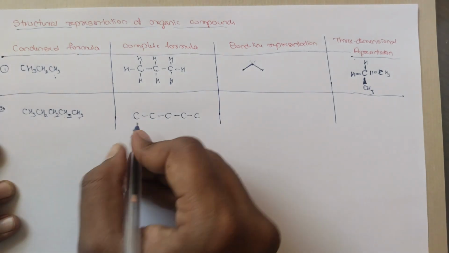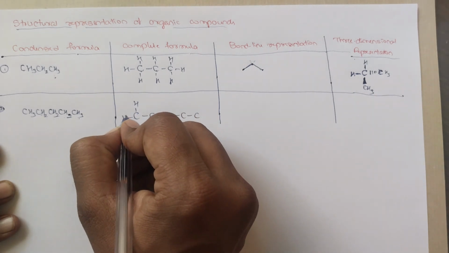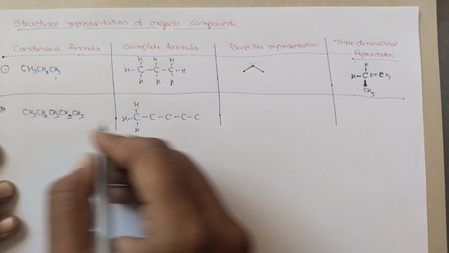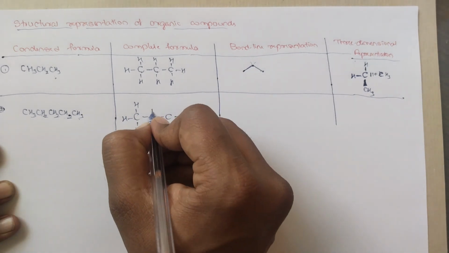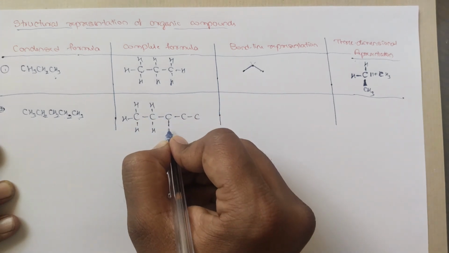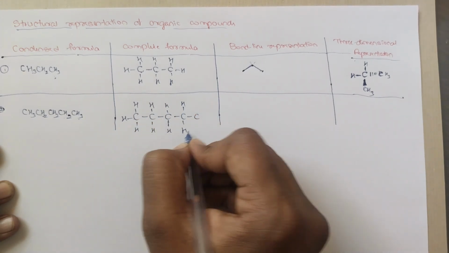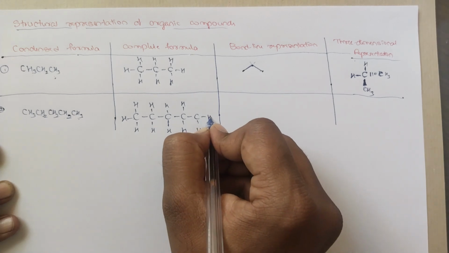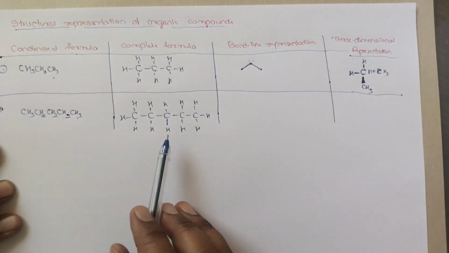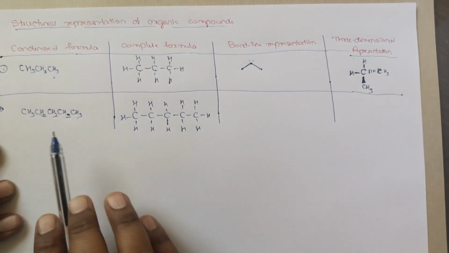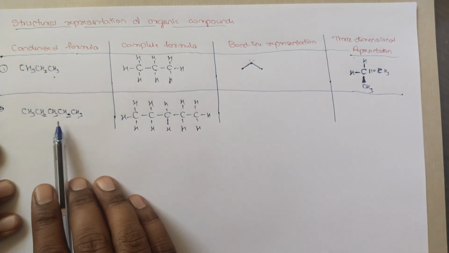For this carbon there are 3 hydrogens attached. For this carbon there are 2 hydrogens, for this one 2 hydrogens, for this also 2 hydrogens, and for this last carbon 3 hydrogens. This is the complete structural formula of pentane.